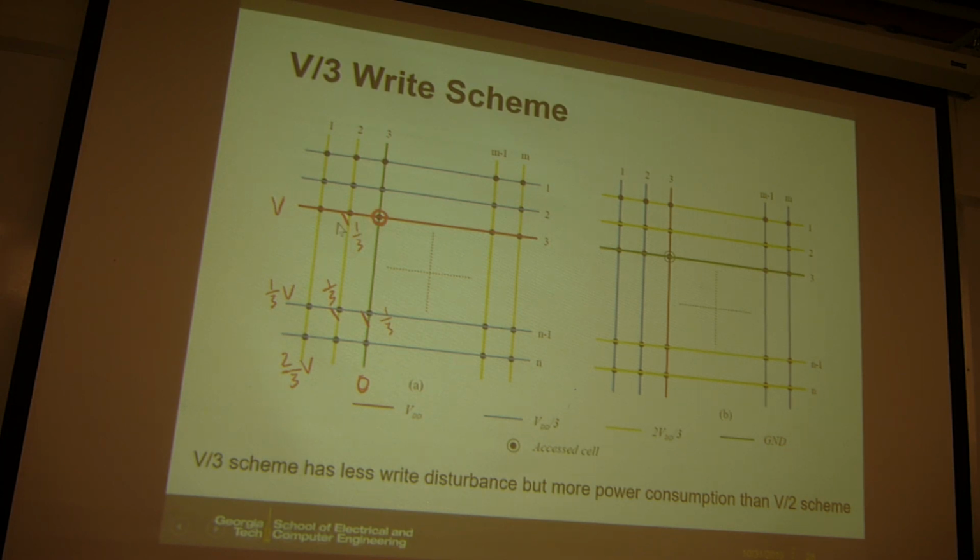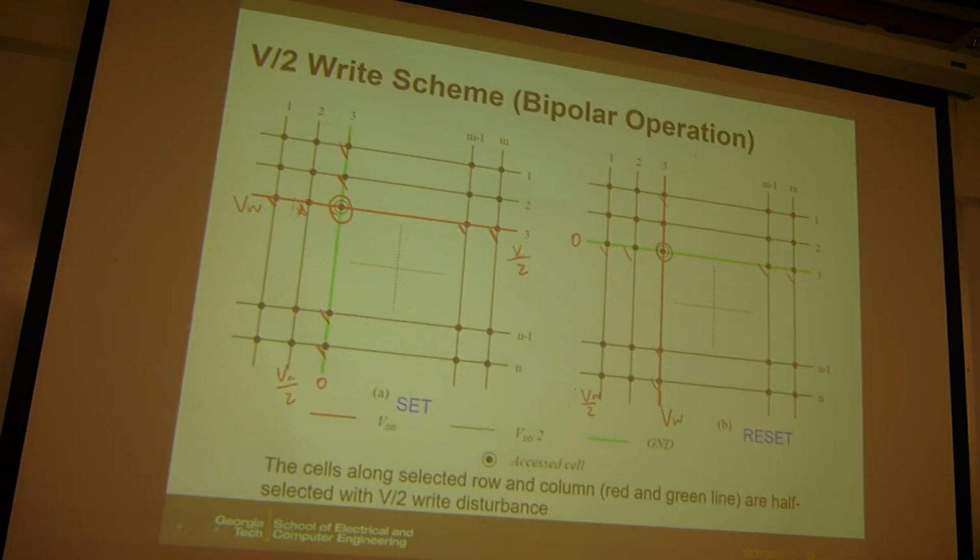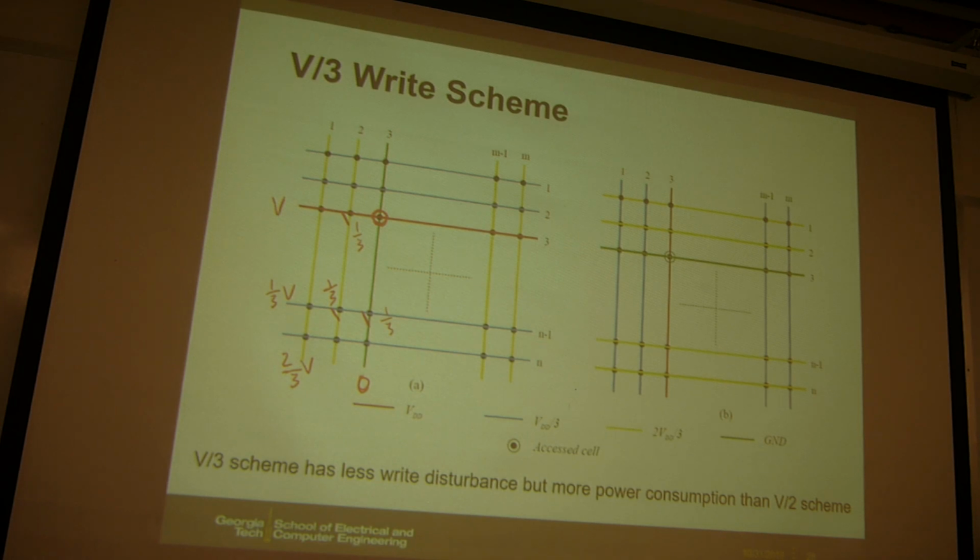But this one, you may have more leakage, okay? Because all the cells will have a voltage difference. All the cells will have 1 over 3 V across them, so that will contribute to the current. In the V over 2 scheme, we see that only along this row or along this column will you have these half-select cells. The other cells, like those black ones here, don't have a voltage difference between the row and column, so they don't leak. Okay. So you may have this kind of trade-off.